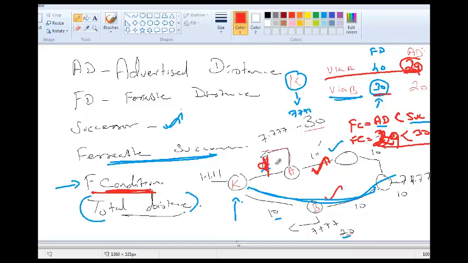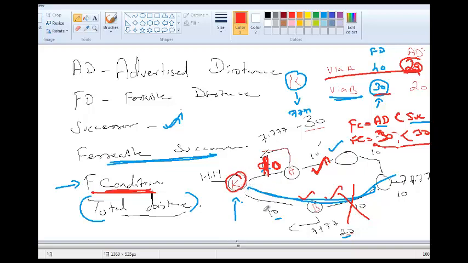When this is 10, the feasibility condition will not be met. The advertised distance, 30, is not less than the successor's 30. Because it is not meeting the need, this will not be considered in the topology table. So there is only one route, the primary route, no backup route. When something goes wrong here, say there is a wire cut here, now K will cry out to everyone.